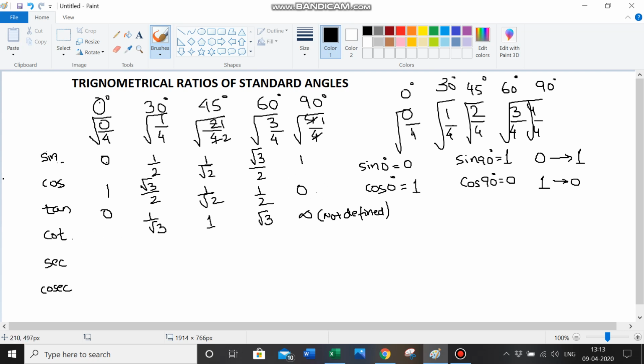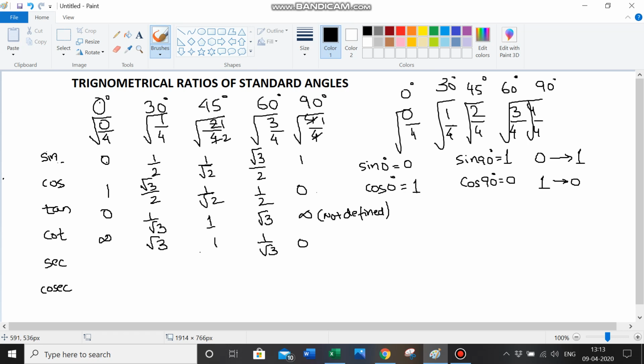Now let's get to cot. How do you get to cot? For getting cot, you rewrite tan in the reverse order. So this is infinite, this is root 3, this is 1, this is 1 upon root 3, and this is 0. Like the way you went from sine to cos, which is you rewrote it in the opposite order, here also you write it in the opposite order.